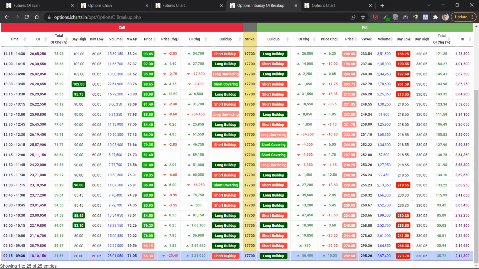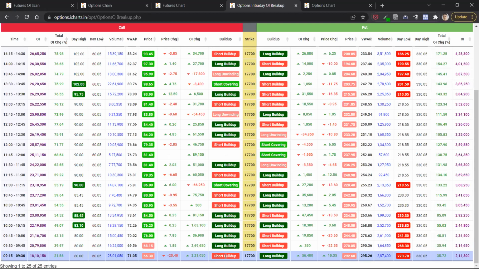So once you see short buildup on this side at 9:30, you would be able to watch this because this particular time slot from 9:15 to 9:30 would get over at 9:30. And then you have short buildup here and long buildup on the put side. So this indicates for me a strong signal.